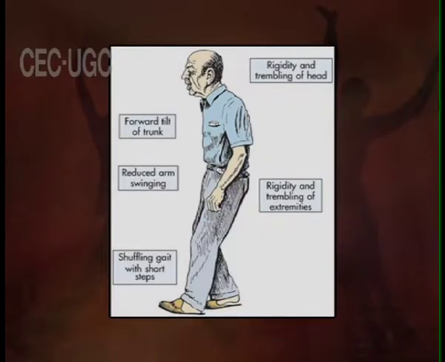So, let us just look at this figure and then see what are the major symptoms. As indicated in the figure, there is a rigidity and trembling of the head. There is a forward tilt of the trunk, as you are seeing. There is a reduced arm swinging. There is rigidity and trembling of extremities, and there is a shuffling gait with short steps.